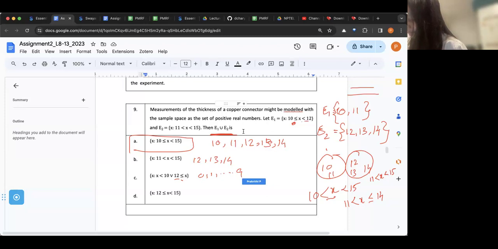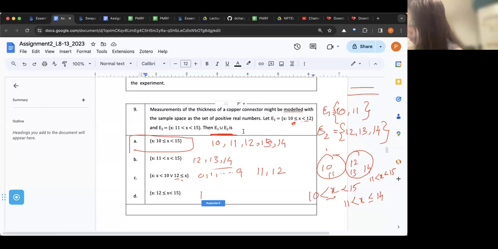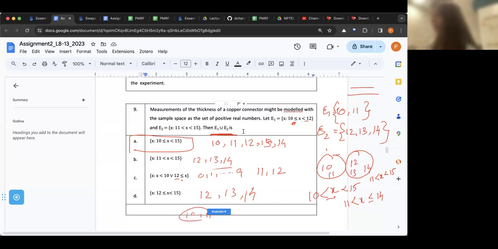And X is less than or equal to, so it's just like 11 and 12. So this is also wrong. We don't have any of these elements in either of these sets, first of all. So this is also excluded. So by this option's definition, the values are 12, 13, and 14. So again, 10 and 11 are missing here, like event 1 is missing. So the correct option is this option here, where you have E1 union E2.